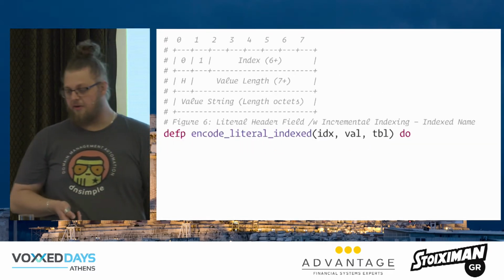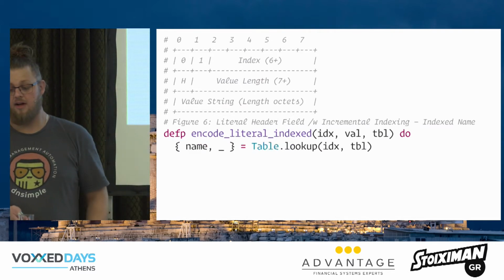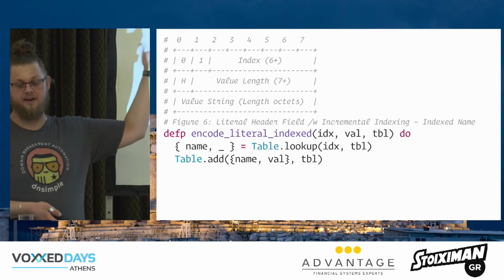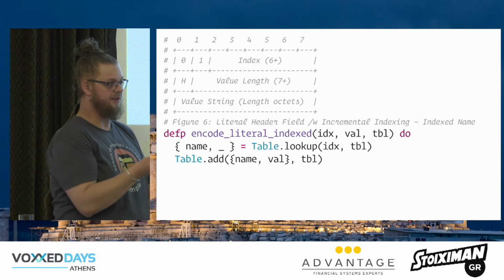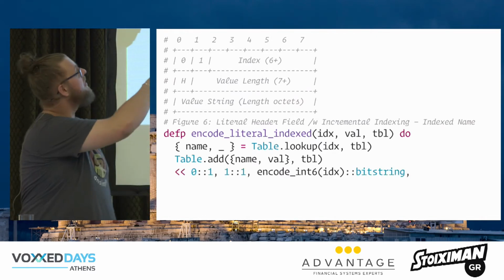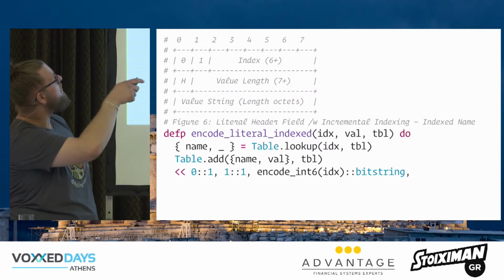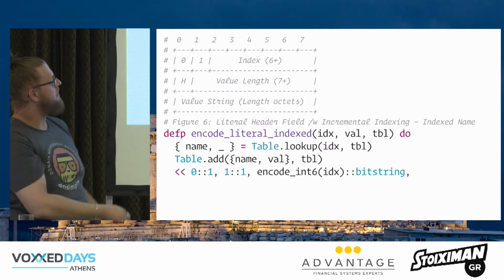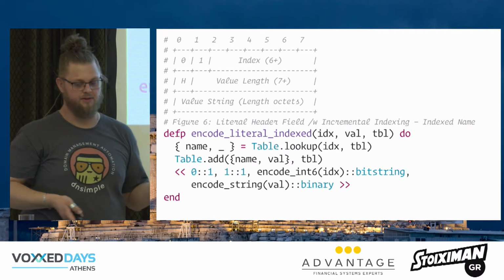Now let's take a look at encode literal indexed. We do the lookup, we add it to the table because we want to have it in the dynamic part, and then we construct a binary again. We set the first bit according to the spec to 0, second to 1, we encode the integer, and then we encode a string, because again, the string always looks the same.